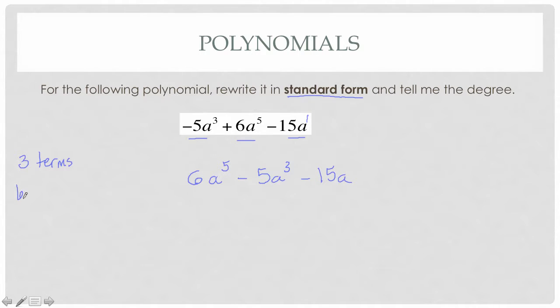My leading coefficient in this case is 6. The degree of this polynomial is 5, because this is the a to the 5th power. So there we go. That's just some working with polynomials, and it's now in standard form. Sometimes we call this descending order too, where you descend from the largest power in the beginning to the smallest power at the very end.